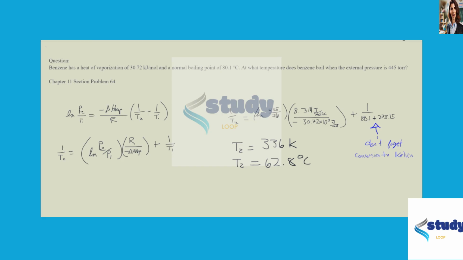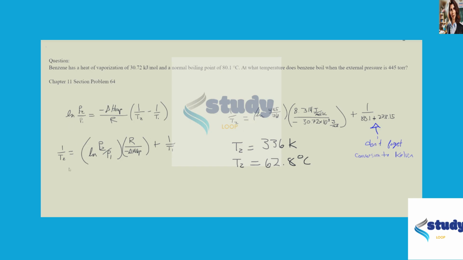Okay, so for this we need the Clausius-Clapeyron equation, which I have written here. It is the natural log of P2 over P1 equals minus ΔHvap over R times 1 over T2 minus 1 over T1. So what we really need here is T2, right? We're looking for at what temperature benzene boils when the external pressure is 445 torr, and that's not going to be the normal boiling point, right? Because the standard pressure is 760 torr.